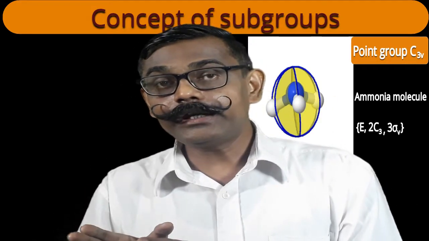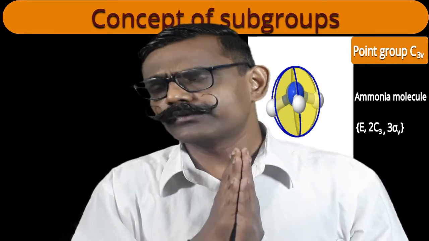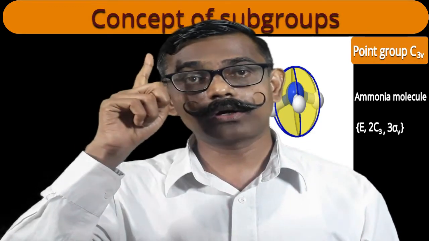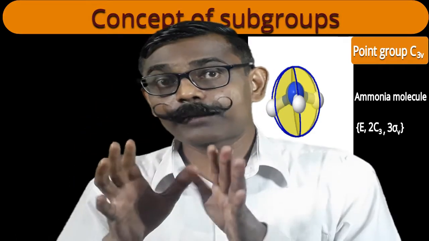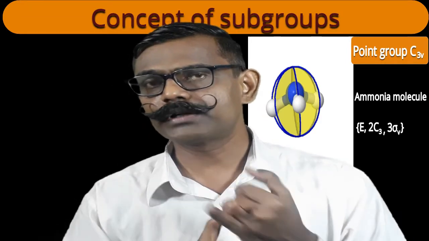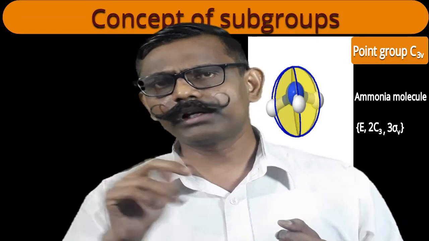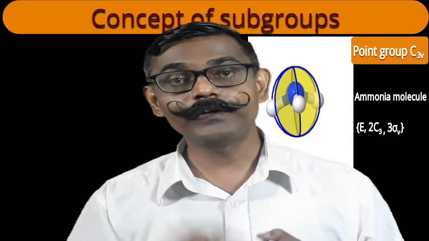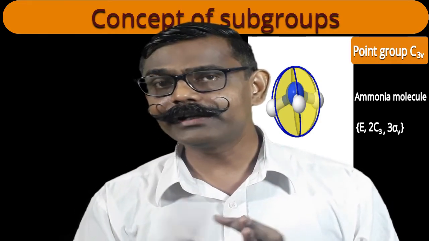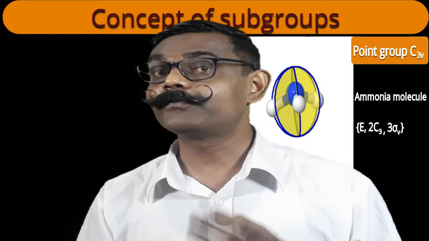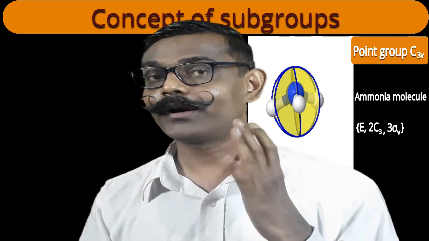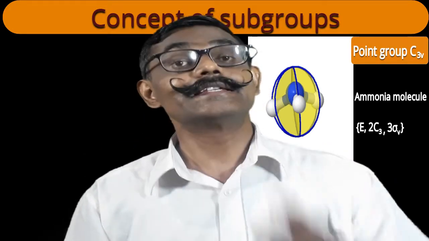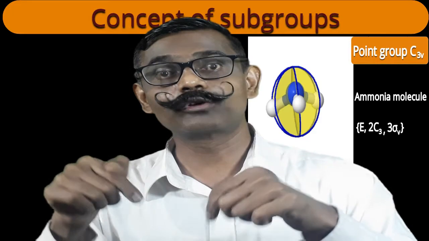Second, identity, and if I consider only C3 1, suppose, will it form a group? Actually, the total number of operations is 2, and this number 2 can divide the order of the main group 6. So it should be there from the number point of view. But from the condition point of view: first condition, closure. E into C3 1 we are getting, C3 1 into E we are getting, so closure is fulfilled. Second condition, identity, is fulfilled. Third condition, associativity, that also can be fulfilled. But fourth condition, inverse. What is the inverse of identity? Identity. It is there. About that I have no question. But what is the inverse of C3 1? C3 2. It is not there in the subgroup which I considered.